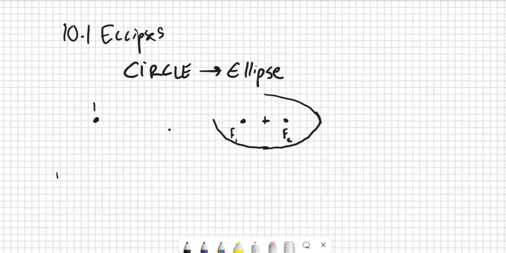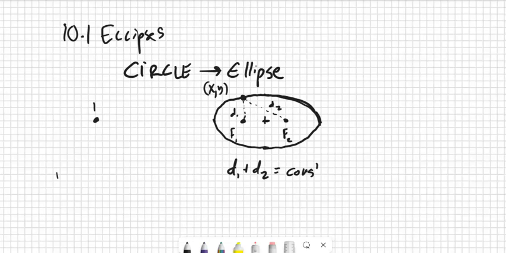And it should look a little rounder than I've actually drawn it, but you get the idea. The way that these xy points are on here, you have a distance from one of the foci and a distance from the other focus. And if you add those together, distance 1 plus distance 2, you get a constant number. You always get the same value.